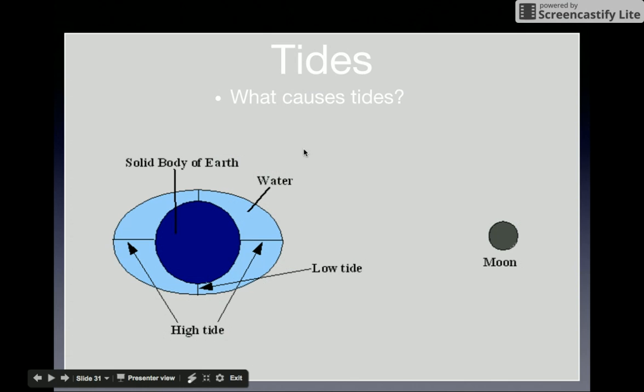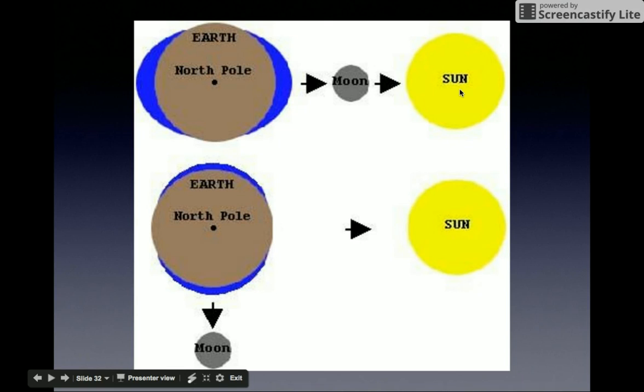Okay, what causes the tides is the gravity pull between the earth and the moon that causes the water to move around. This sloshes around, and it causes the water to be higher on the side of the moon and the opposite side. And if the sun is also involved, it even makes a higher pull on the water.